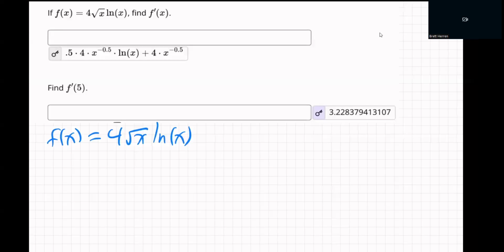Okay, on this one, they give us this function, 4 times the square root of x times the natural log of x, and they want us to take a derivative, like we've been doing for a long time now. Lots of derivatives. All right, so we're going to take the derivative.